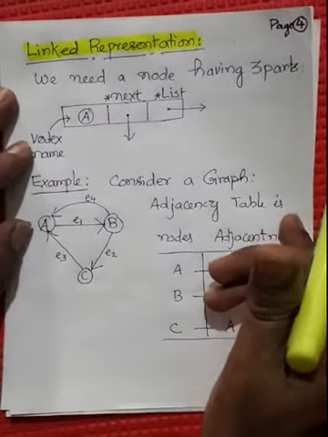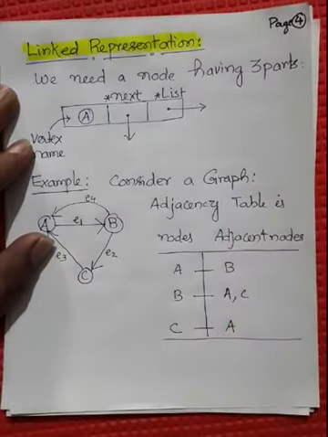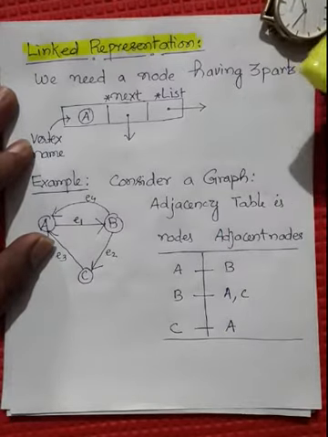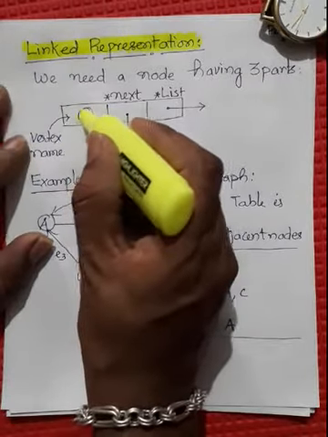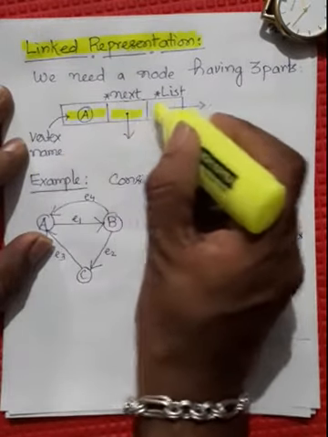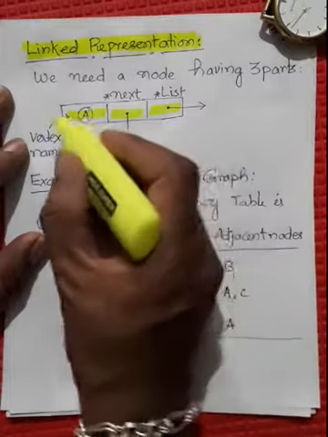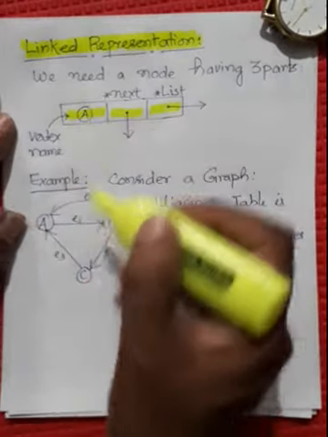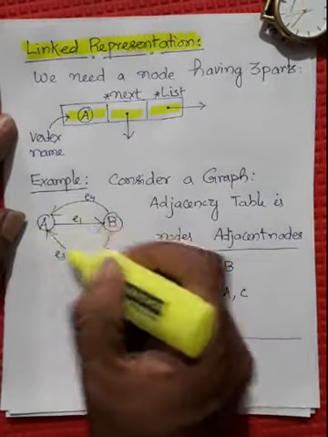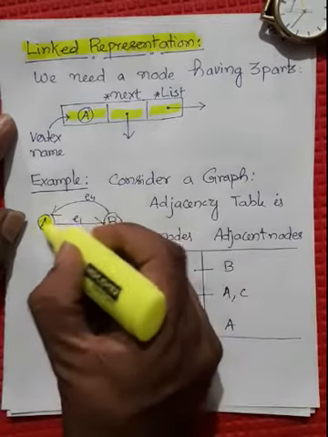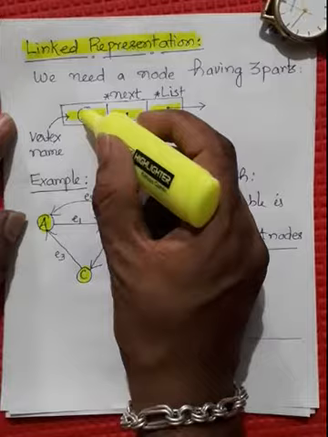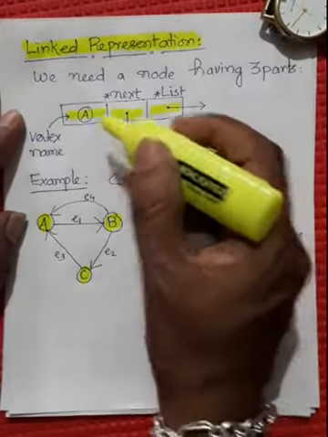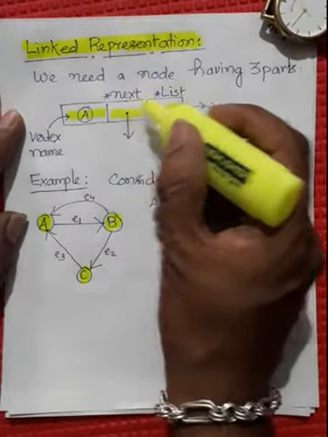When you want to represent a graph using linked representation, we have to create a node having three parts, say part 1, part 2, part 3. In the first part, we can store the vertex name. Suppose for this particular graph, the names of the vertices are A, B and C. So the name of the vertex will be represented here. Then the second and third are two pointers.